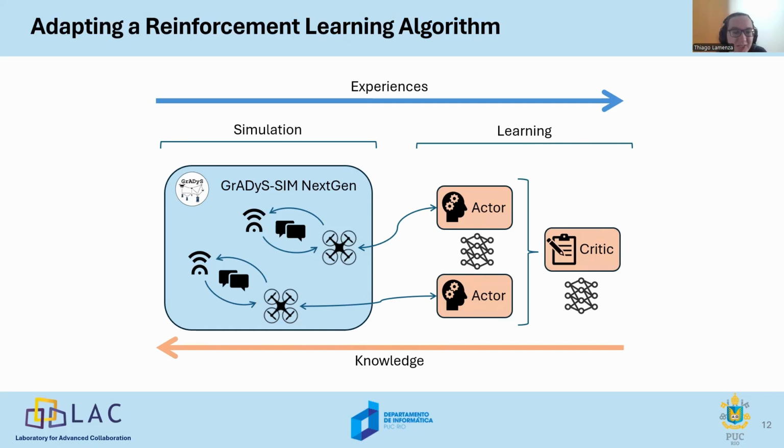Each agent, each UAV in our use case, is connected to an actor. The actor is a neural network that receives as input the current state, so the agent's observation of the environment, and gives as output an action. And I know that in this diagram, it may seem like the UAV and the actor are two different things, but in practice, they reside on the same hardware. So this is only an abstraction, to make it more intuitive to understand.